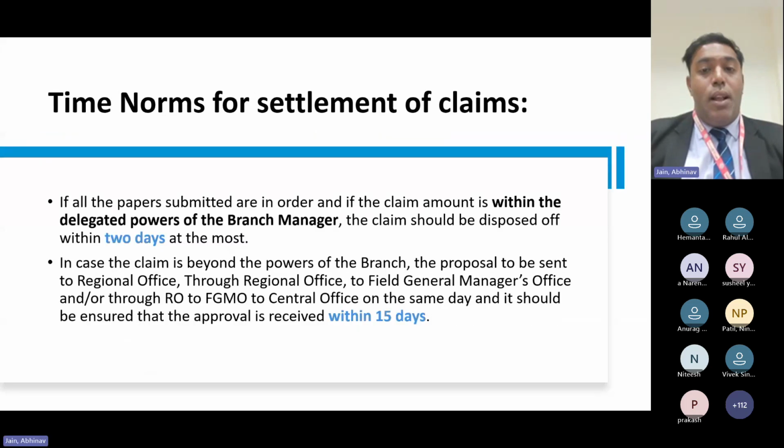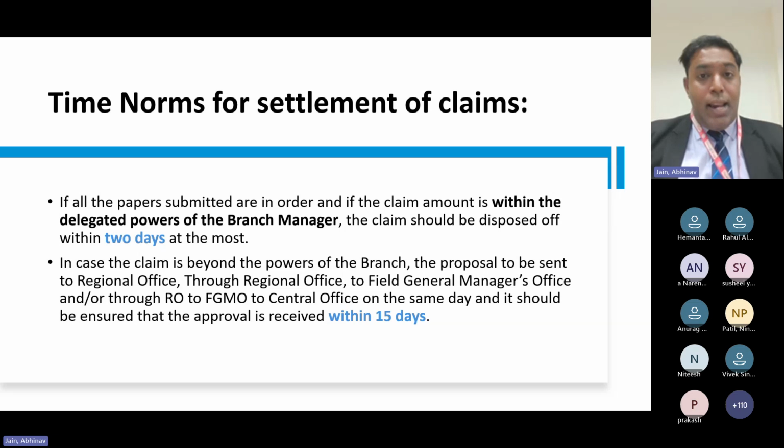Now, another important question. Suppose all papers are submitted to the branch manager and everything is in order and the delegation is of the branch manager for death claim settlement. The TAT is 2 days at most. And in case the death claim is beyond the delegation of the branch head and the proposal is supposed to be routed to the regional office or FGM office or central office for that matter, the TAT is 15 days. Do remember this, 15 days and 2 days. Branch manager delegation 2 days, higher delegation 15 days.